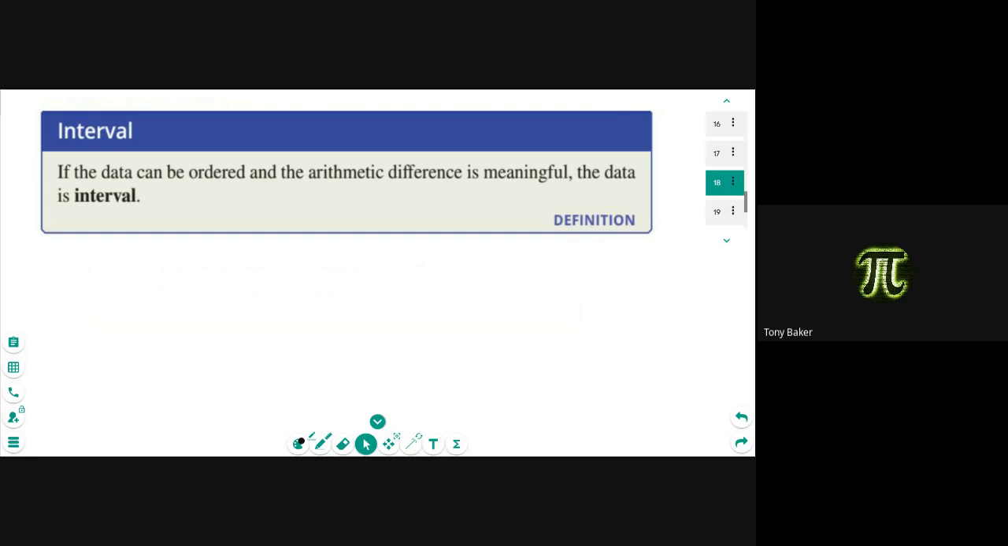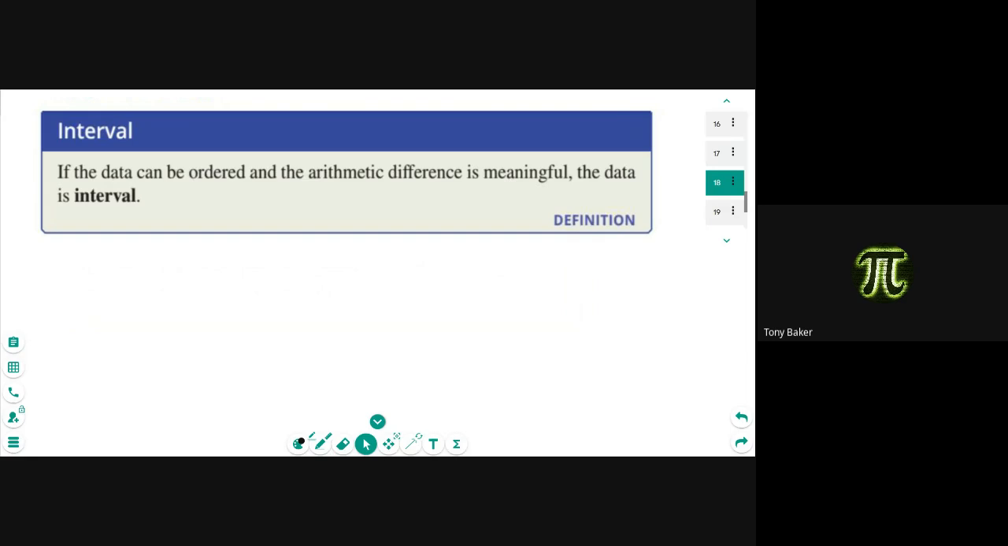Interval data is where the difference has meaning. The space in between has some kind of meaning. If I subtracted those, that gives me some information. If I took the smallest person and the tallest person here and subtracted them, I could figure out the difference in heights. I could technically do that with the years of cars too, to figure out age difference.